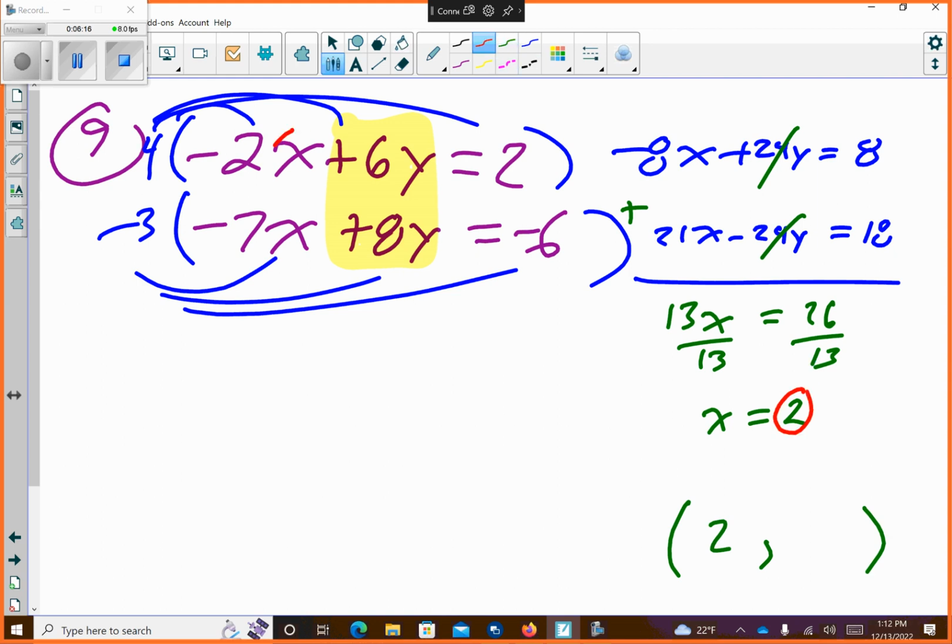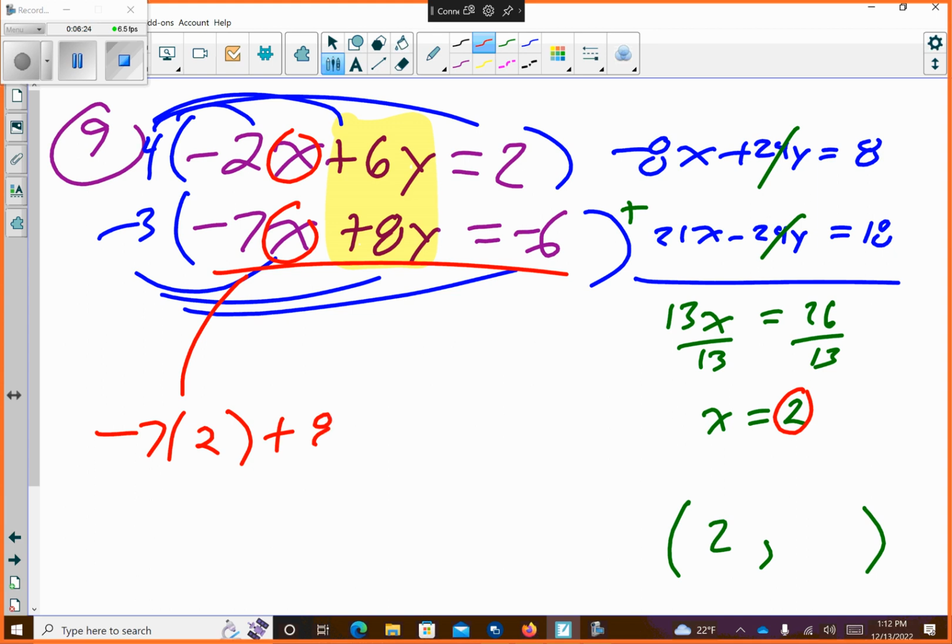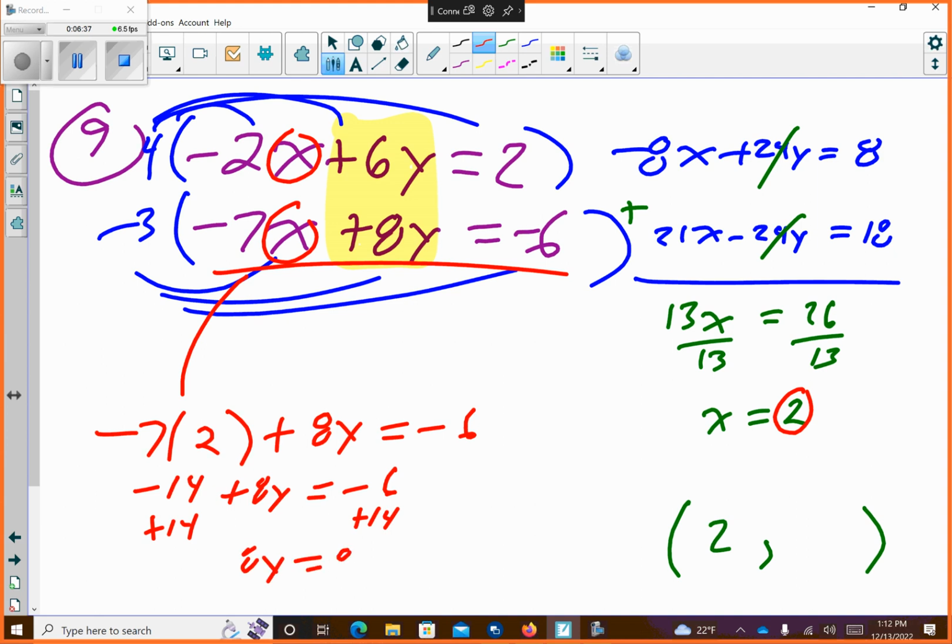So this 2, I'm going to plug into either of these. I'll just pick the second equation to plug it into. So I have negative 7, it was x, but now it's going to be a 2, plus 8y equals negative 6. That's negative 14 plus 8y is equal to negative 6. Add 14 to both sides. So 8y equals 8. Oh, it looks like y equals 1. Perfect.